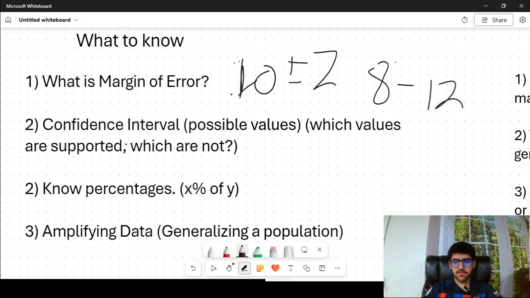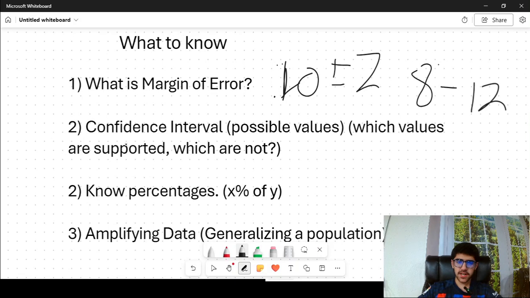Another thing you need to know is confidence interval, which goes hand in hand with margin of error. What are the possible values based on the data set and based on the margin of error, and which values are possible, which values are not.